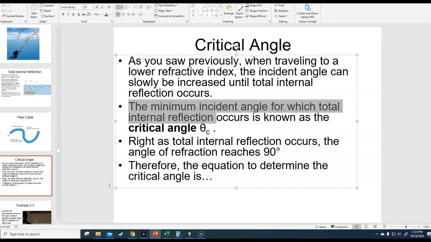This is a definition. Definitions are important. The minimum angle for which total internal reflection occurs is called the critical angle. Okay, so theta c, that's called the critical angle. How do you calculate the critical angle?